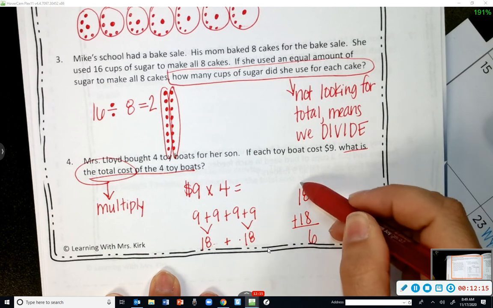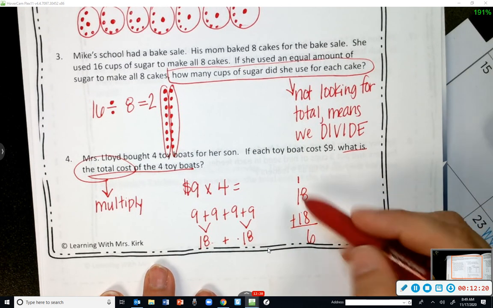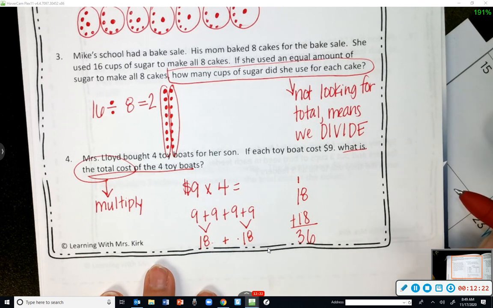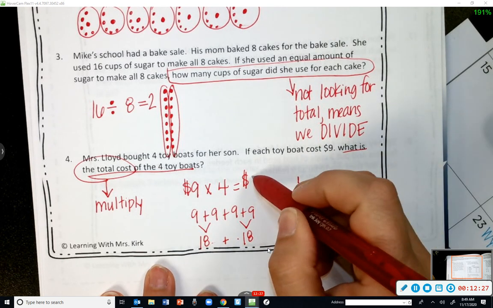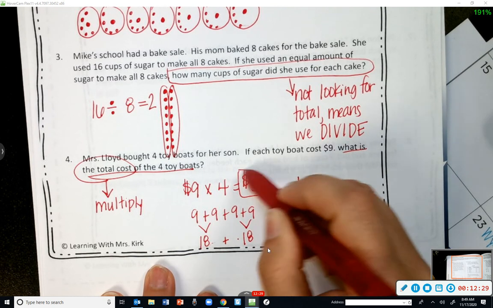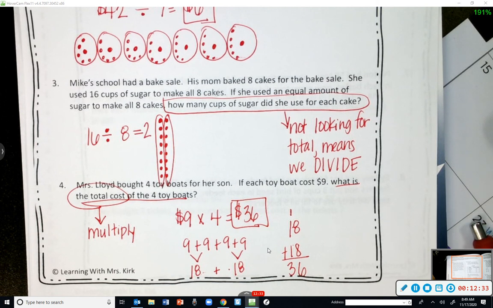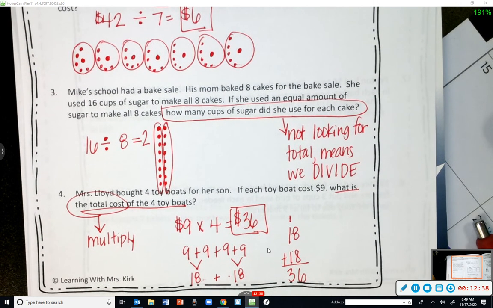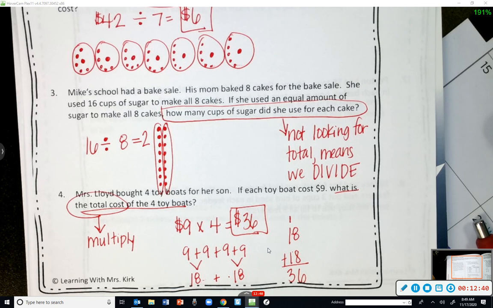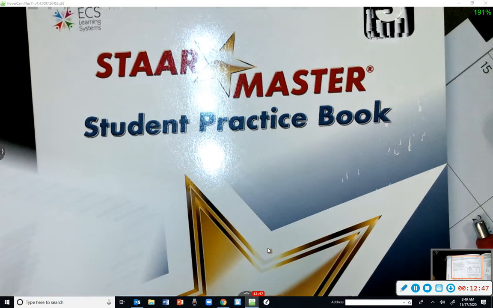16. Good. So 6 goes down, 1 goes up. 1 plus 1 plus 1 is 3. So for all of the boats, she spent $36. Okay, so just be careful when you're adding or counting those dots. If you're off by 1, are they going to say, oh, she was really close, we're just going to give it to her? No. Even if you're 1 away, you're still going to count it wrong. So make sure you're counting and doing your groups and dots nice and neat.